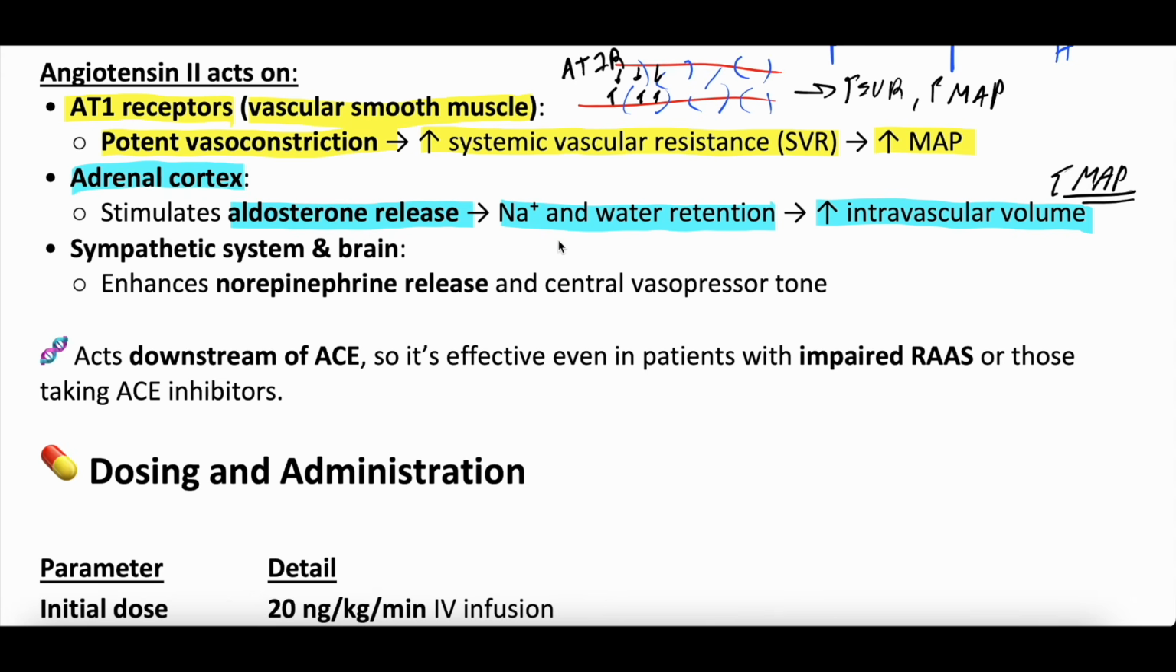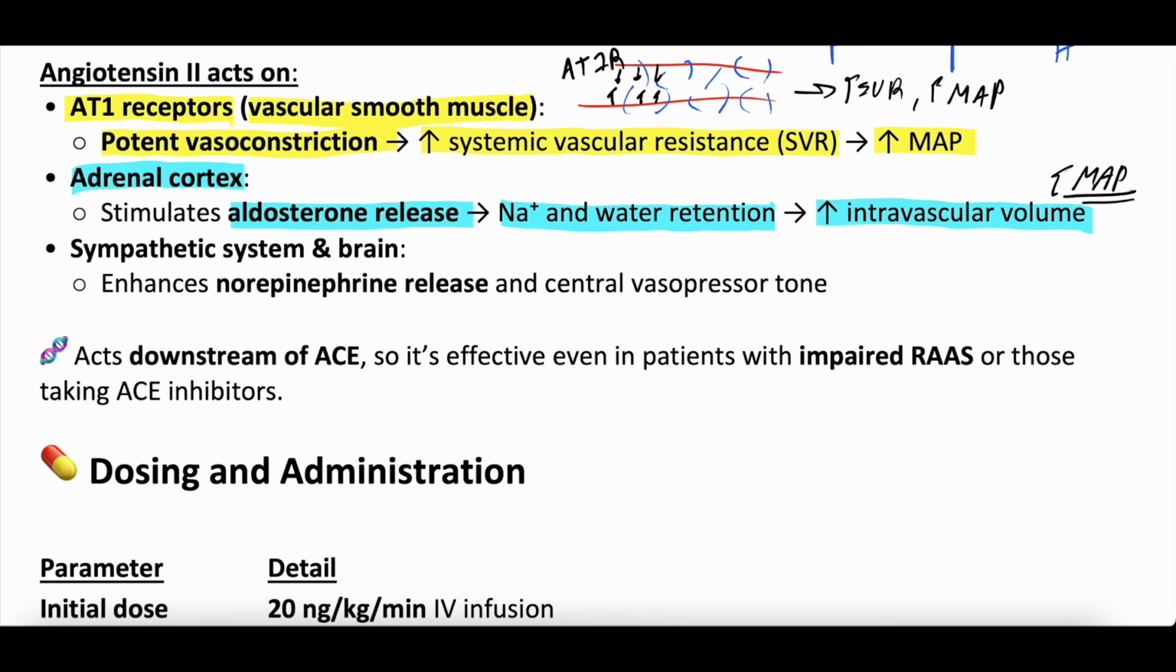Now, this is a secondary pathway. It's not as robust as the AT1 receptor pathway that causes vascular smooth muscle constriction, but it does happen, right? So if a patient's fluid overloaded, could you still give them angiotensin II? You could. And would the sodium and water retention, which leads to increased intravascular volume, cause something detrimental to happen? Probably not, because most of the pathway is vascular smooth muscle vasoconstriction, but there would be some degree of aldosterone release that would lead to sodium and water retention.